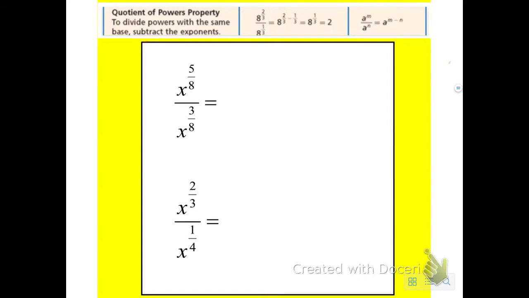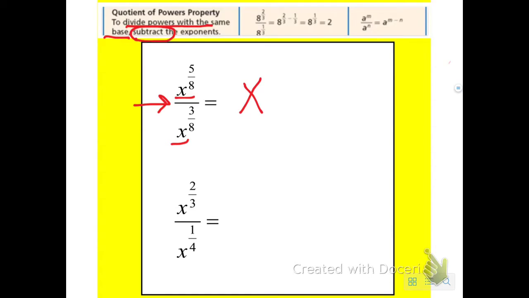The next property we want to look at is the quotient property. Quotient means to divide. So if we divide powers with the same base, remember they have to have the same base, then what we want to do is subtract the exponents. So we have the same base, x. We have a fraction bar that indicates divide, so we'll have a quotient. We're going to use the quotient rule. So that tells me to subtract the exponents.